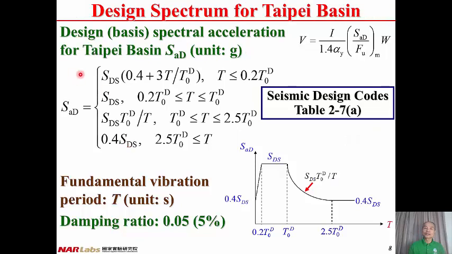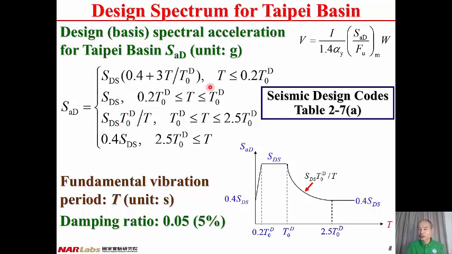We have just talked about the spectral acceleration for sites 1, 2, or 3. Then we move to the design basis spectral acceleration for Taipei Basin, SAD, and the unit of SAD is g, gravitational acceleration. Similar to the previous slide, the spectral acceleration is also divided into 4 segments. But instead of the parameter SD1, it is replaced by T0D. Therefore, SD1 here is replaced by SDS times T0D.